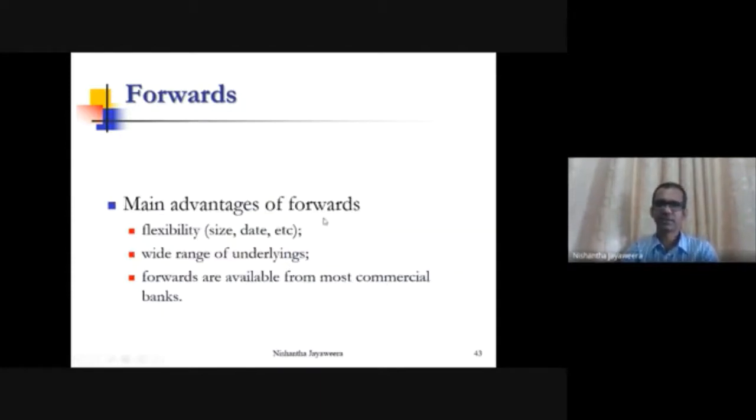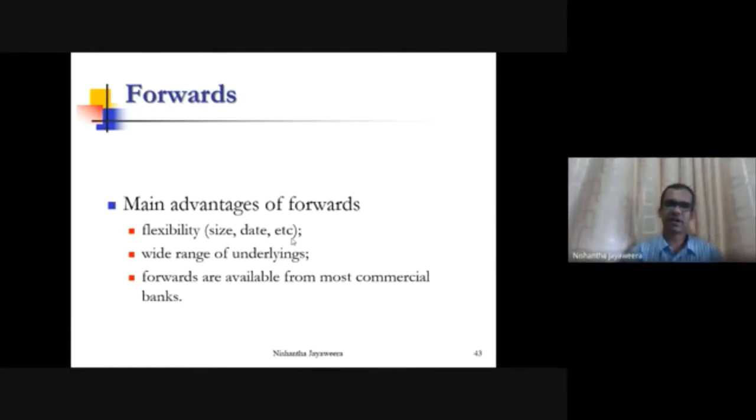Advantages of forwards, as I mentioned earlier: it's flexible. You can decide the size of the contract, the date, and whatever other terms and conditions, if both parties agree. But in futures, you don't have that flexibility. Everything is specified. Once you select one contract, everything is specified. All you can agree on is the price.